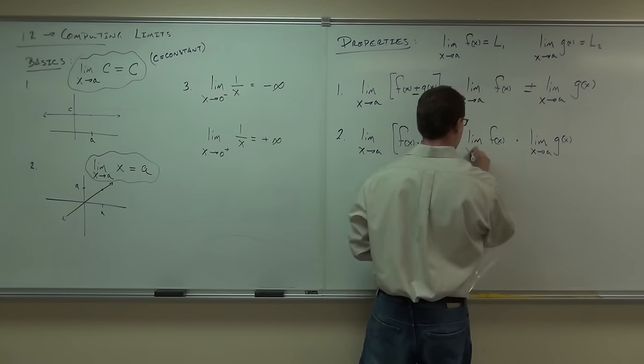What's the one thing I've screwed up on? Cosine can't be zero. Why can't cosine be zero? That was the one little condition about that property, if you remember: you can do that provided that your denominator, when you split that up, doesn't ever equal zero. And so we'd say, sure, the limit of tan x as x approaches a is tan a.